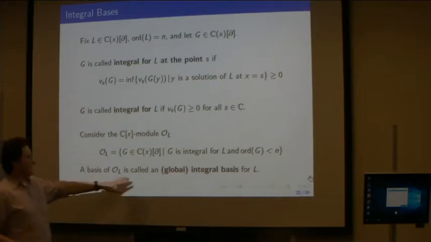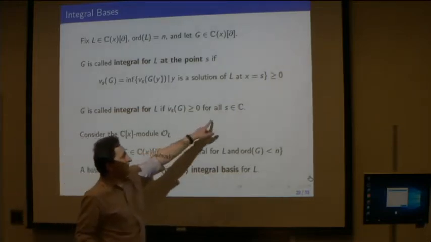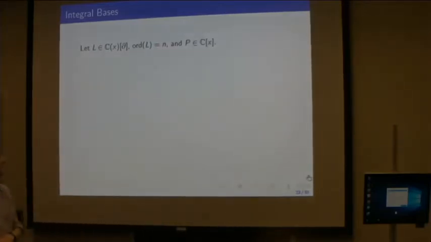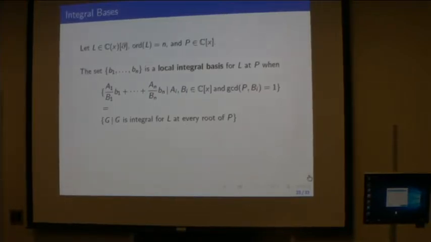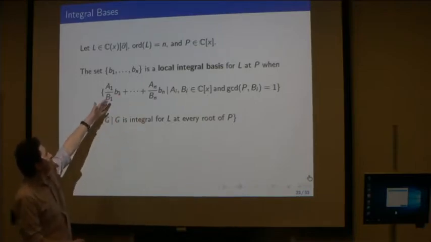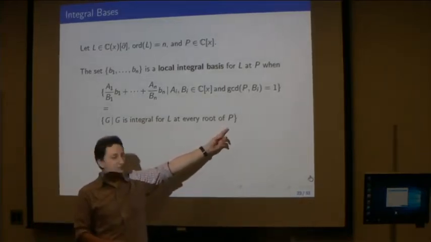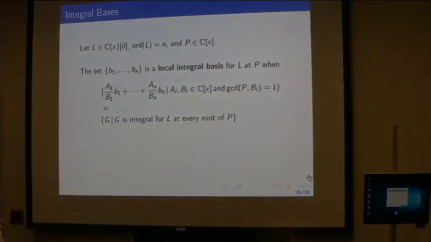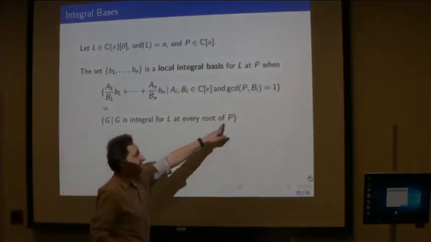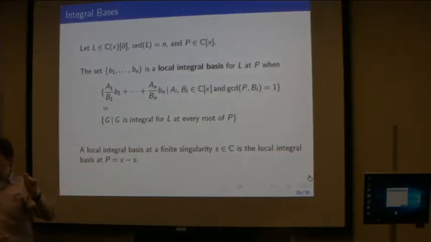Okay. So in a similar way, we can define local integral bases. Here we are looking at all points in C. But if we have a polynomial P, we can only look at the roots of that polynomial, and we can define a local integral basis. So this set will be a local integral basis if it is a module basis of this set here. So G is integral for L at every root of P. So instead of looking at all of the points in C, we can only look at the roots of a polynomial. So we can take this polynomial as x minus s, then we will have a local integral basis at one point.